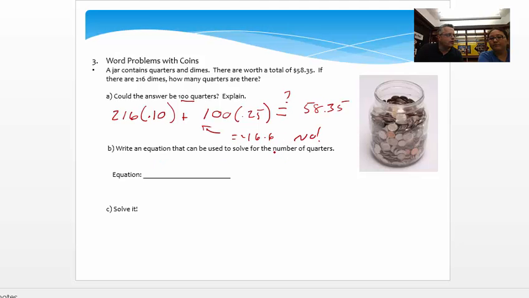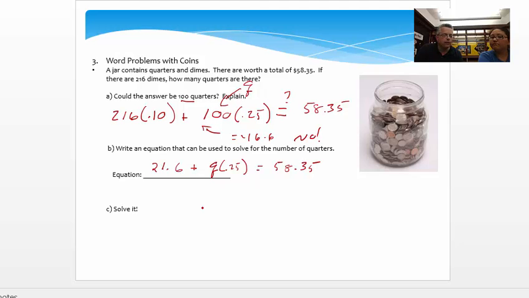Now, we're going to write an equation we can use to solve this problem. Instead of 100 though, I'm going to put a variable. That's where the number of quarters goes into the equation. So we still have 216 dimes. So 216 times 0.1, which is 21.6, plus, instead of 100, I'm going to put the variable, q times 0.25, and we need that to equal 58.35. All right, so this is the expression if we had 216 dimes and q quarters. This is how much it would be worth, and we want it to be equal to 58.35.